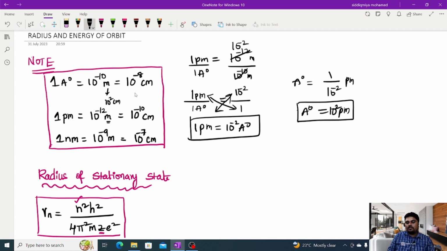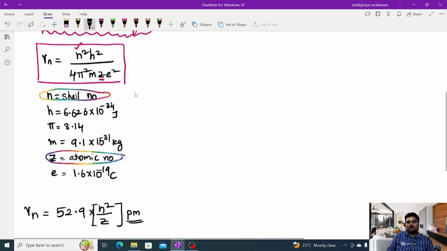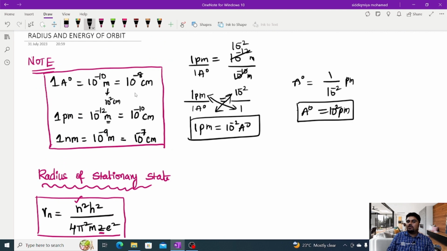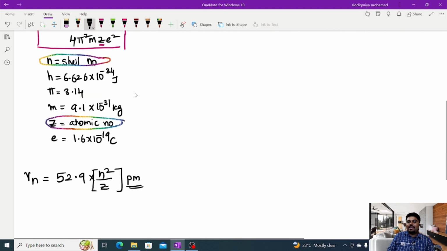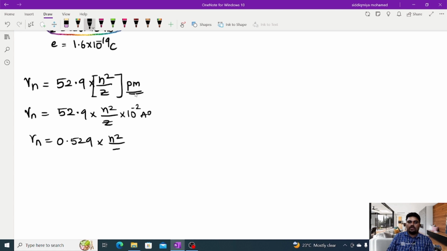Next, here we want the conversion. Picometer you have to convert into angstrom. So 1 picometer is 10 power minus 2 angstrom, so you can substitute. What can we write? Radius of an atom is equal to 52.9 into n square by z into 10 power minus 2 angstrom. So what formula will you get? Rn is equal to 0.529 into n square by z angstroms.